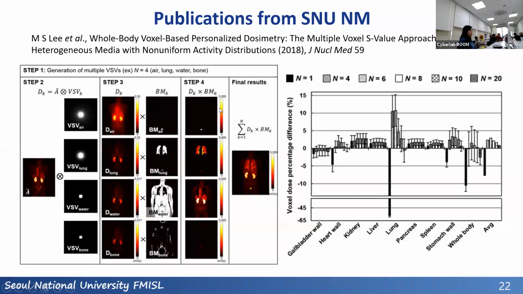So if you do the convolution of those and the binary masks here, it can provide a quite accurate dose map, and these are the differences between the proposed method and the direct Monte Carlo method. Except for the lung here, all the organs show a very small difference, within 5%.